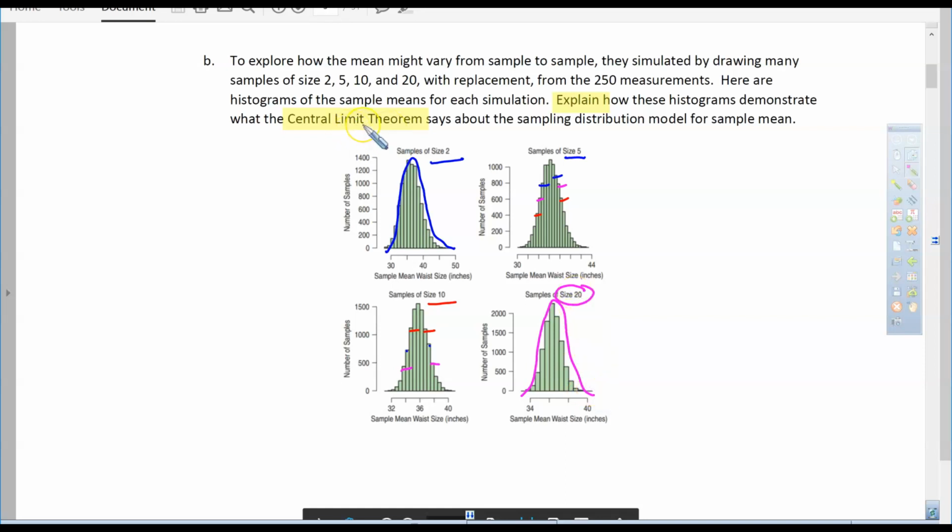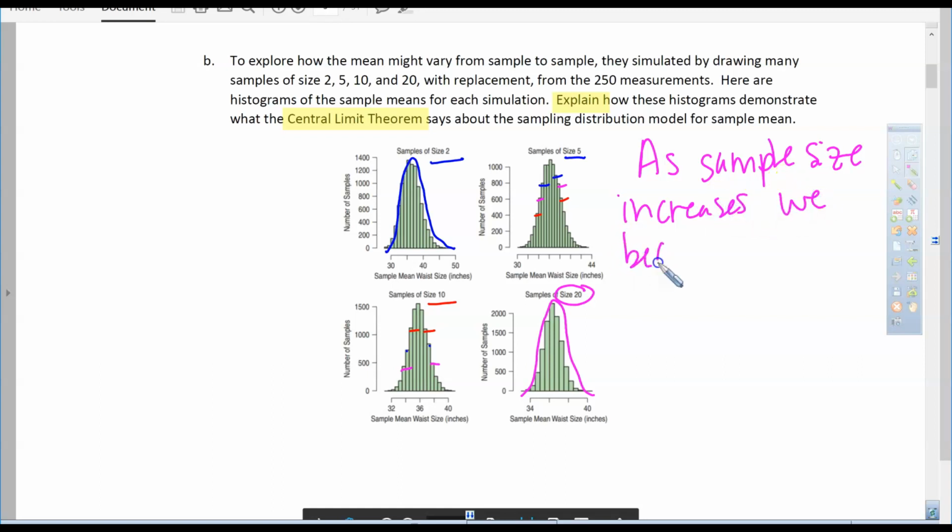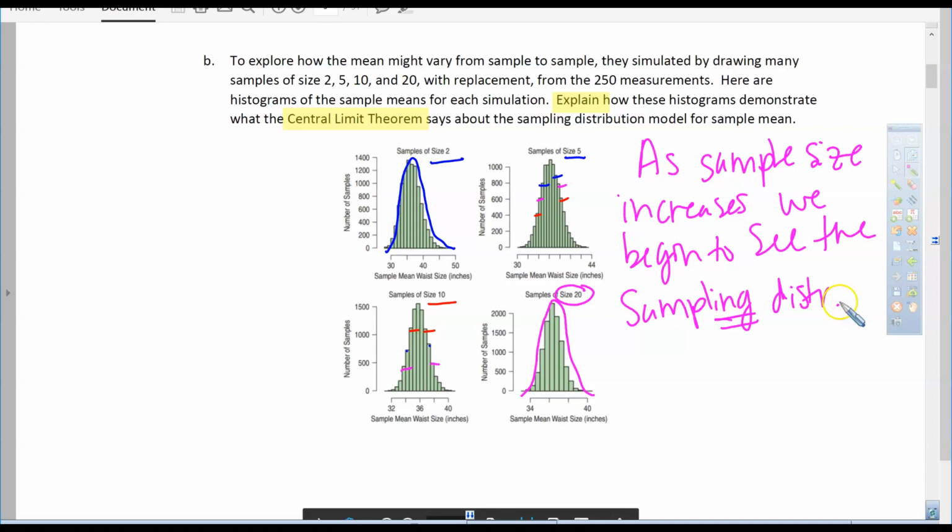So the central limit theorem pretty much tells you that as your sample size increases, we begin to see the sampling distribution of means becomes more symmetric.